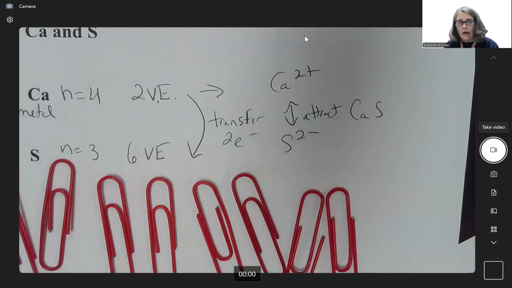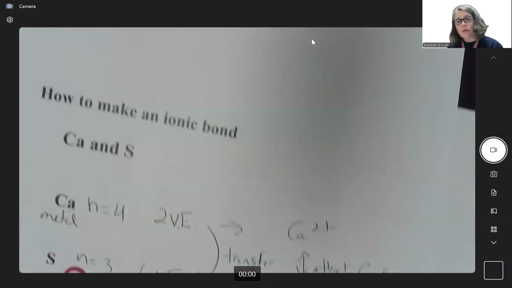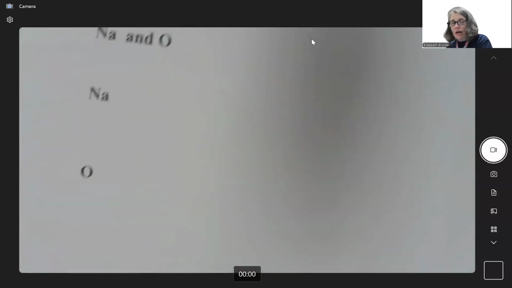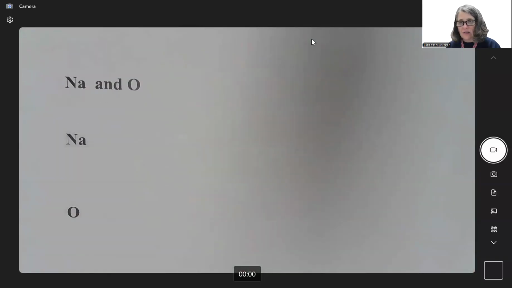Okay. All right. So again, pause the video when I show you this next example and see if you could do the same thing. So now let's look at sodium and oxygen. Slightly different, but still the same. So see if you could pause the video and see if you could write down what are the valence electrons and all of that.